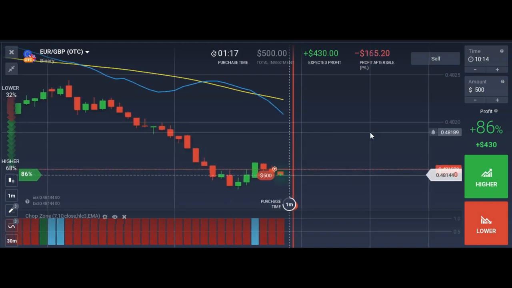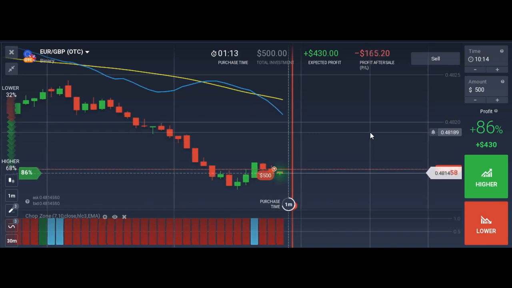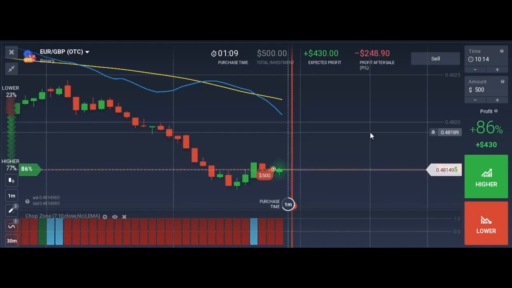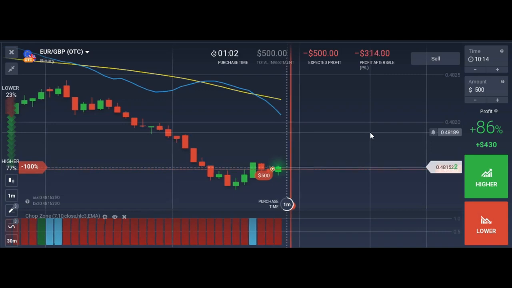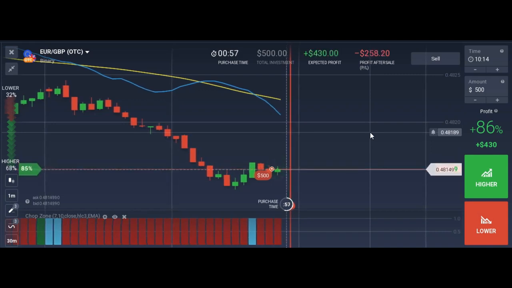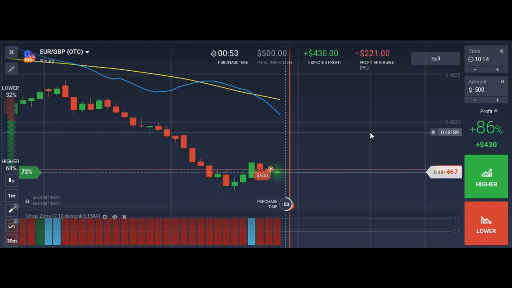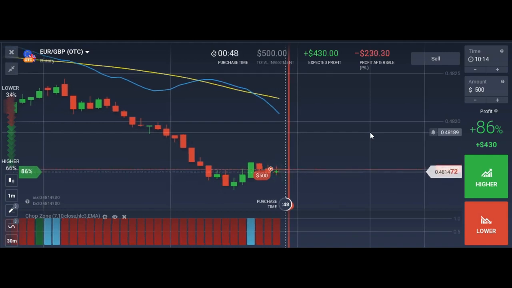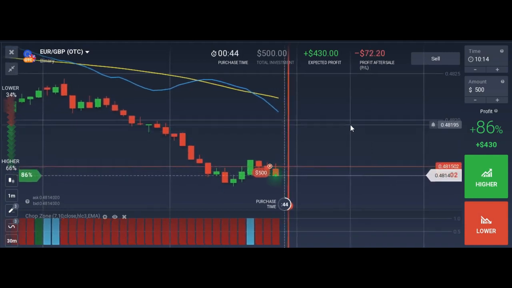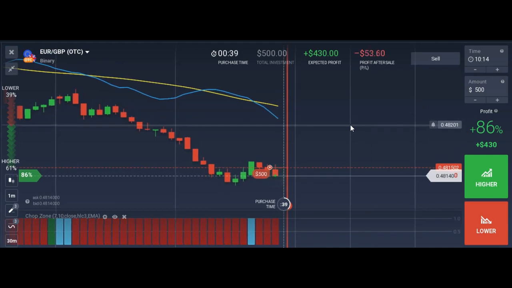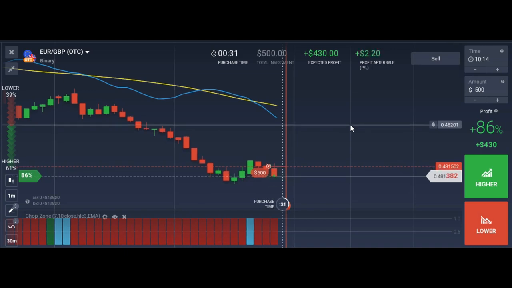At the same time, the linear regression intercept indicator is below the yellow moving average. And the candles are below the linear regression intercept. So here I made a 2-minute sell. It's a very good strategy since it follows the trend and the three indicators together work very well.